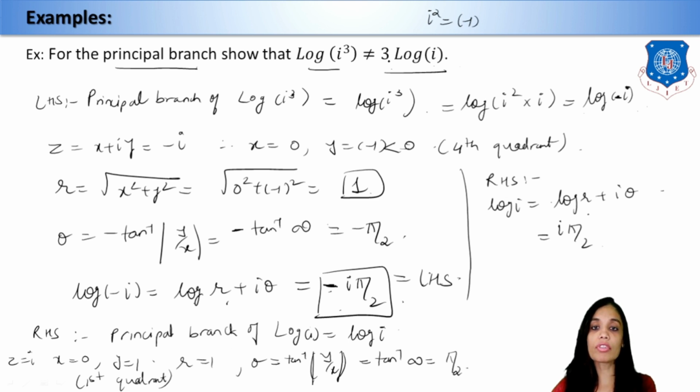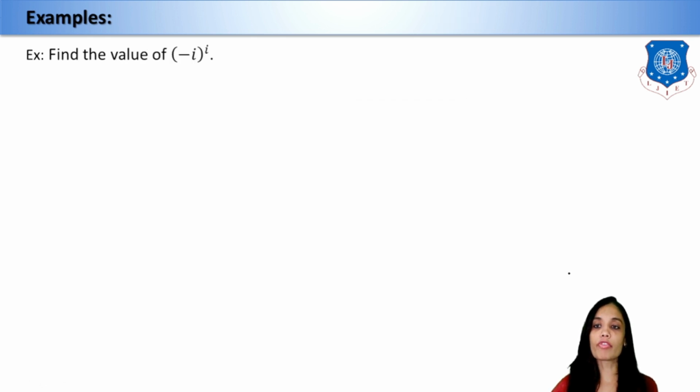Okay, so from this, and we have what in between? Here we also have 3 log i, right? So here we have to multiply by 3. So the answer of the RHS is what? 3i pi by 2. So from this we can say that LHS is not equal to RHS. Okay. So now let us study one more example from this.